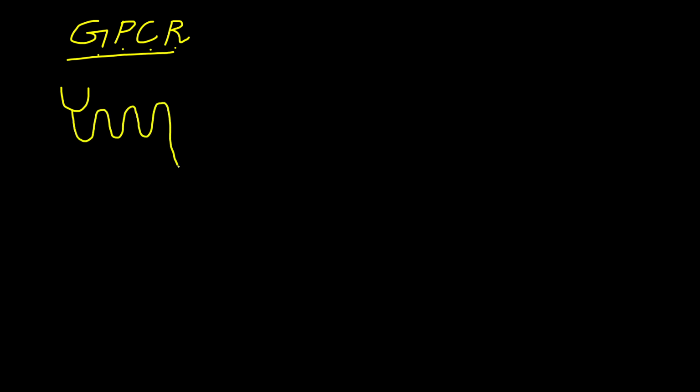Today we are going to talk about the GPCR signaling pathway. GPCR refers to the G protein coupled receptor. This receptor is a serpentine receptor because it crosses the plasma membrane 7 times. As you can see here, I have drawn a plasma membrane disc, and this receptor GPCR is passing through the plasma membrane 7 times, and hence it is called a serpentine receptor or 7 transmembrane receptor.